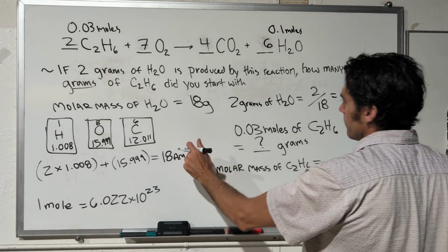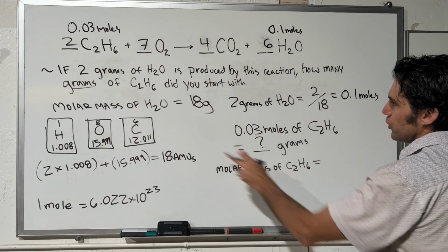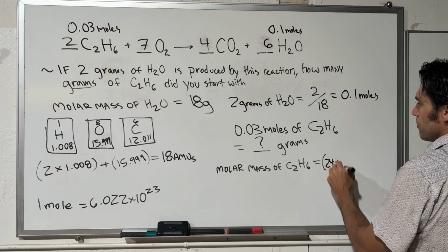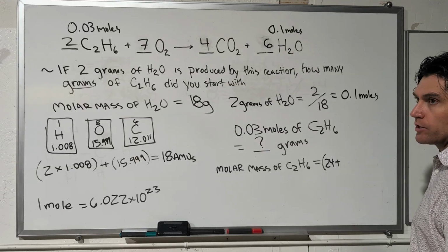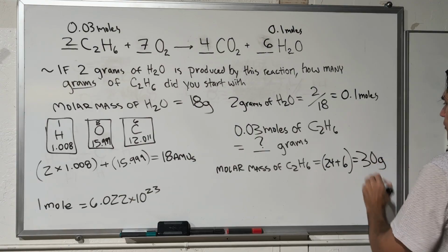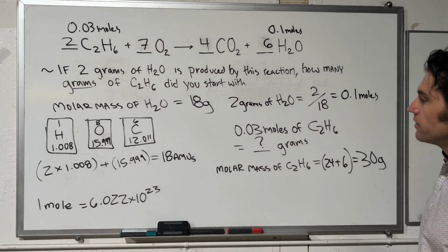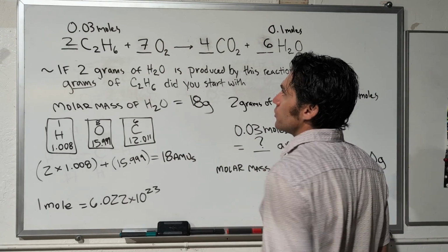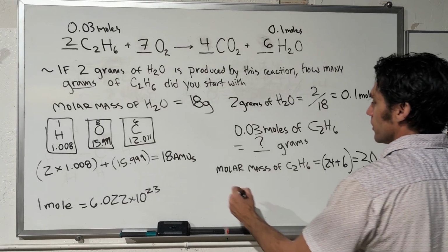So if we have 2 carbons, that's 24, plus 6 hydrogens. What's 24 plus 6? It equals 30. So 30 grams. 1 mole of C2H6 is 30 grams, but we don't have 1 mole. We have 0.03 moles.